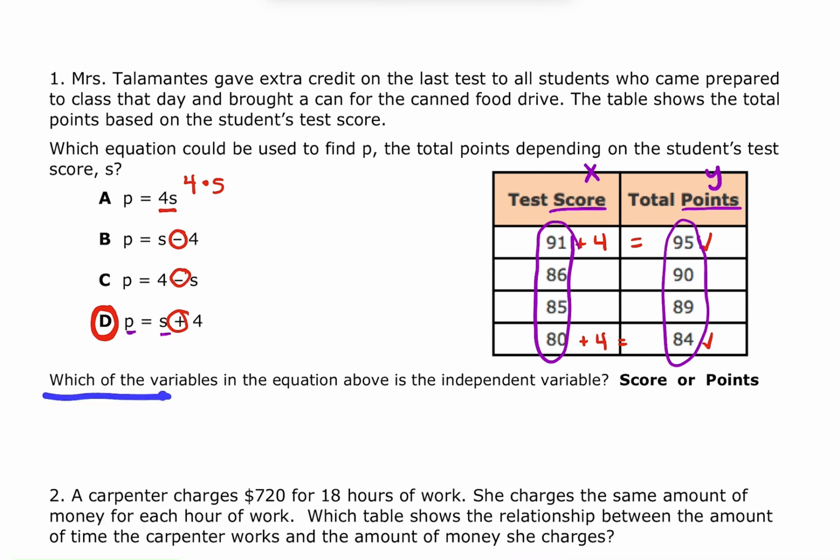And we can't forget about this question right here. It says, which of the variables in the equation above is the independent? So we just talked about that on the front as well. If you need to flip to the front, what does independent mean?